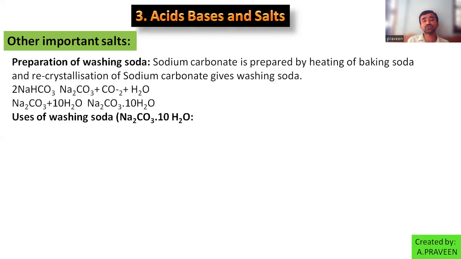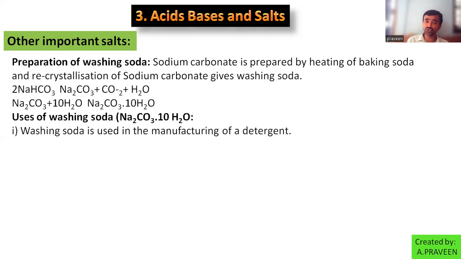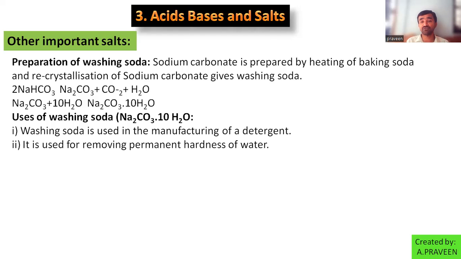Then what are the uses of washing soda? Washing soda is used in manufacturing of detergents. It is able to produce froth by dissolving in water. So that's why sodium carbonate is used in the production of detergent soaps, and in removing permanent hardness of water. When we add this washing soda, the hardness of water will be lowered, right? So to remove the permanent hardness of water, we are using this sodium carbonate.